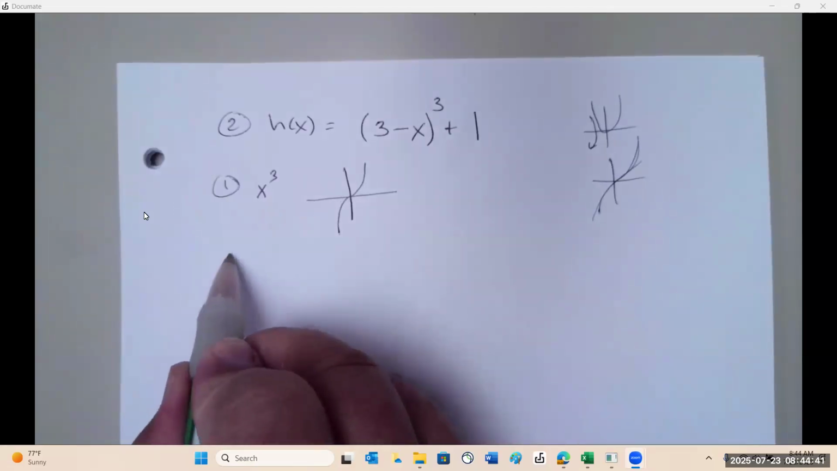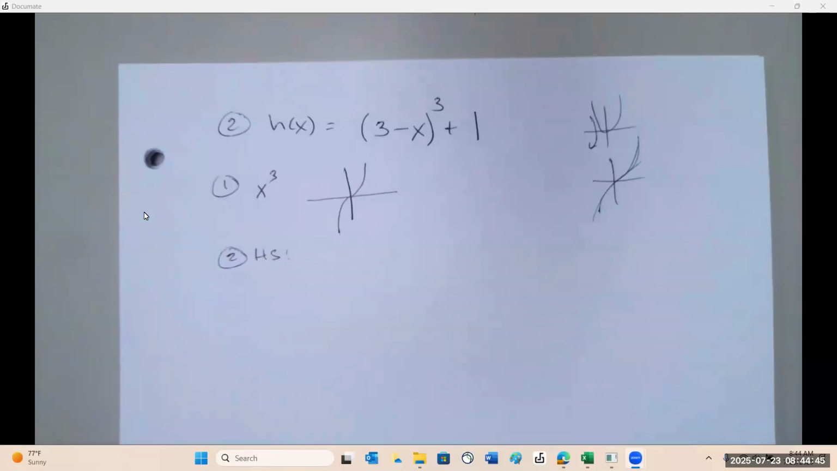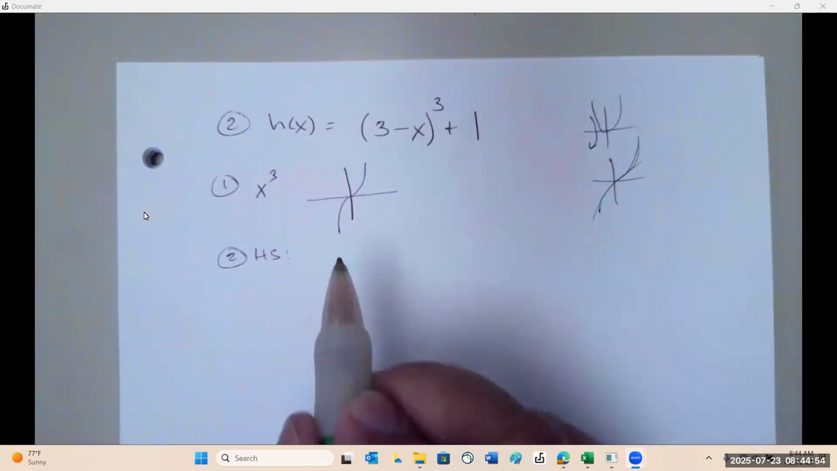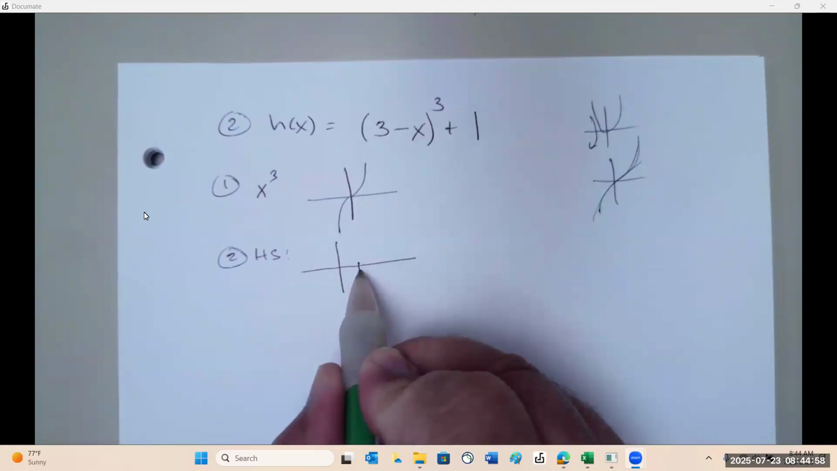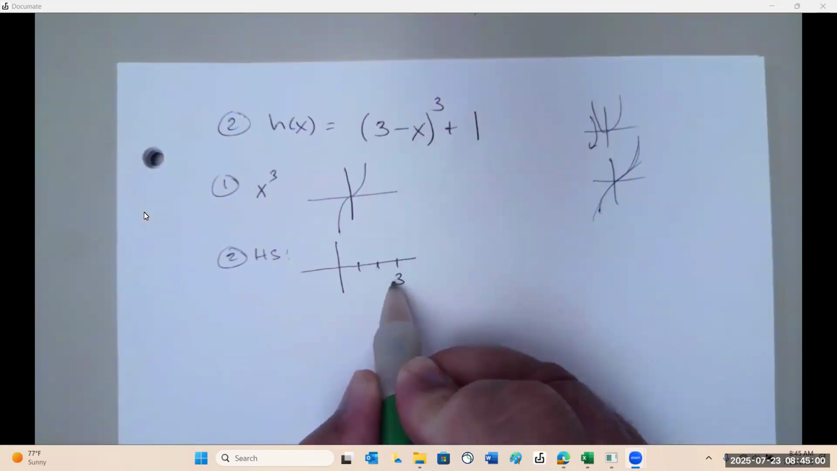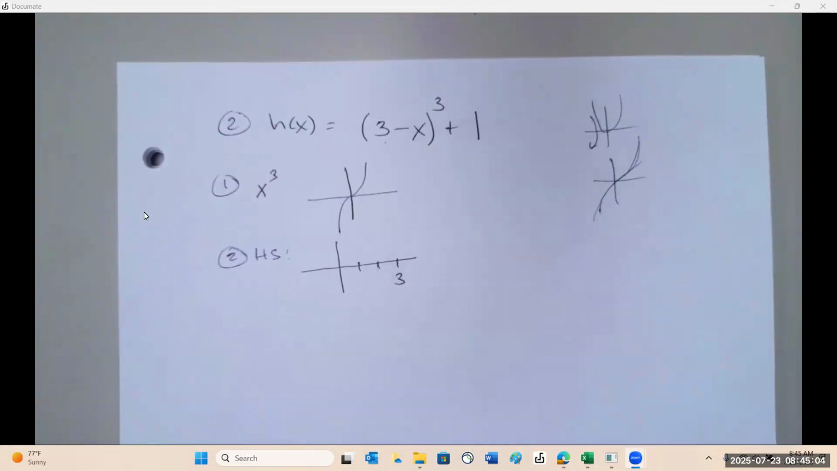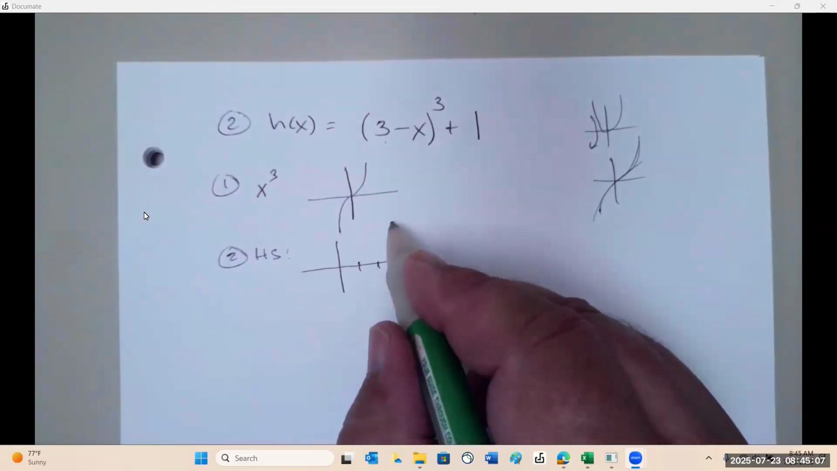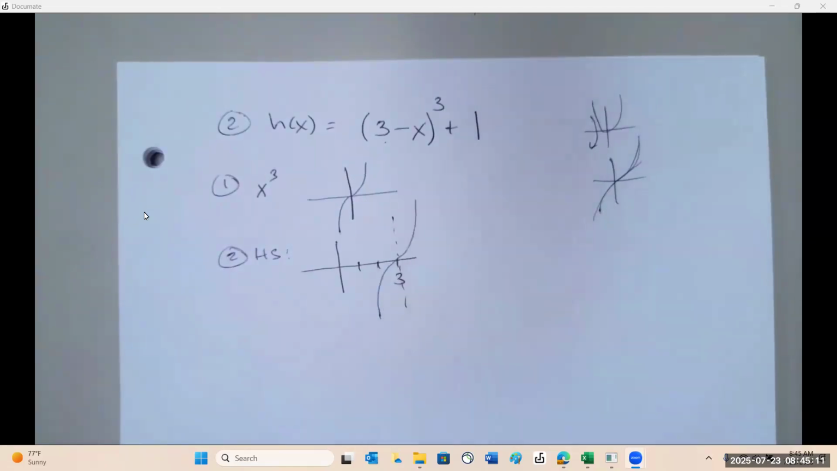All right. Do we have a horizontal shift? Which direction, how many spaces? It goes to the right, 3 spaces. Good. 3 minus x equals 0, so 3 equals x. So my graph now is over here.